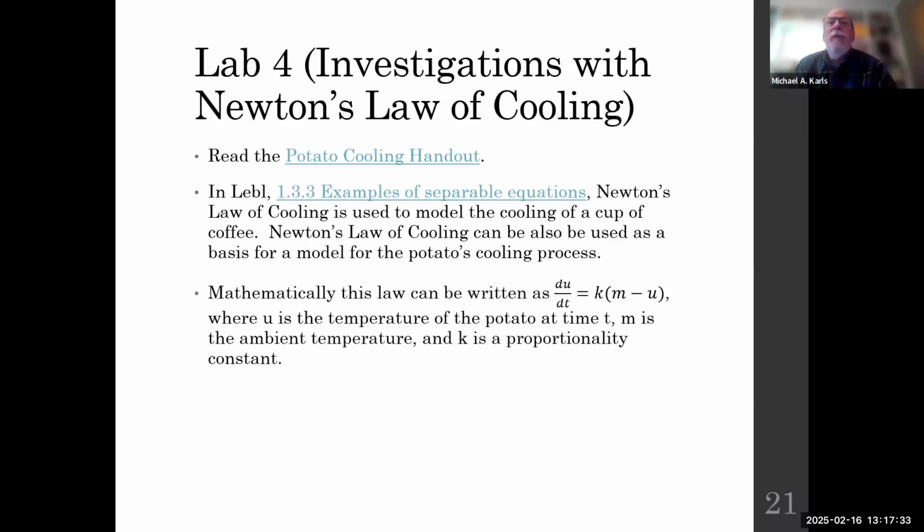And so mathematically, Newton's law of cooling can be written as du/dt equals k times (m minus u), where u is the temperature of the potato at time t, m is the ambient temperature, and k is a proportionality constant.